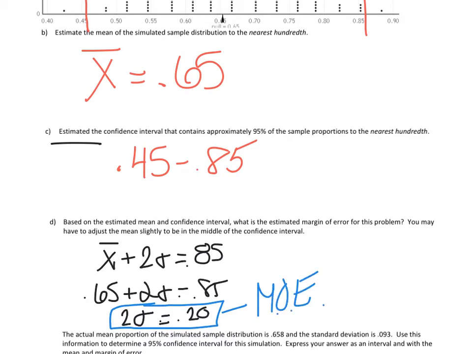Okay, so let me say that one more time. I said the mean plus 2 standard deviations, that's the margin of error, is 0.85. My mean was 0.65. I subtracted that over, so I said 2 standard deviations is 0.2. Therefore, I'm estimating the margin of error to be 0.2.